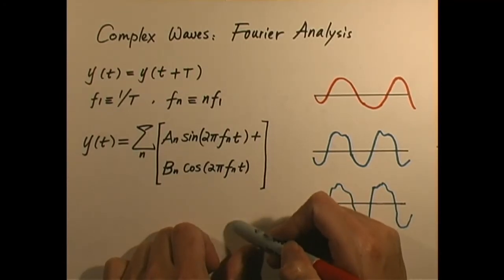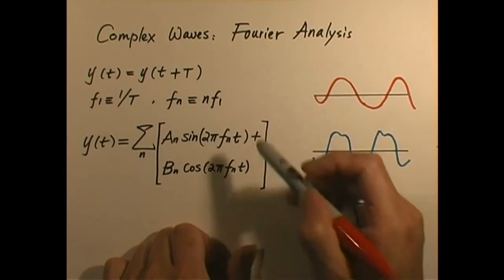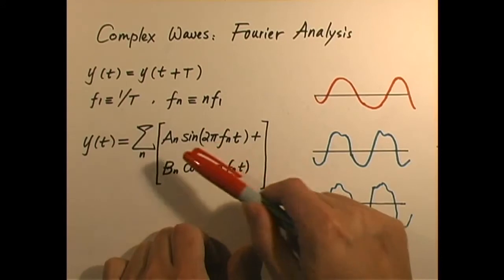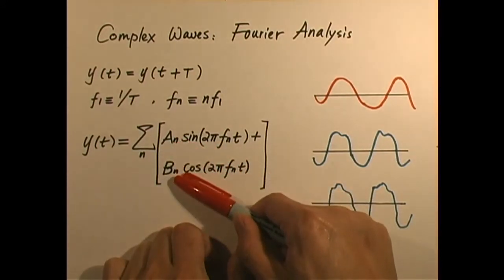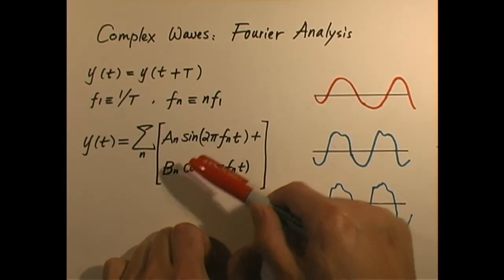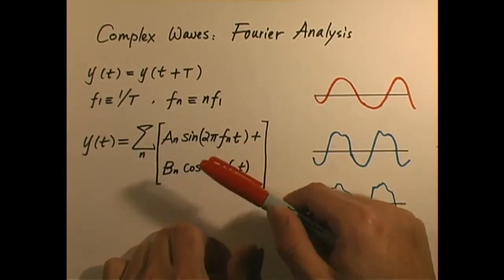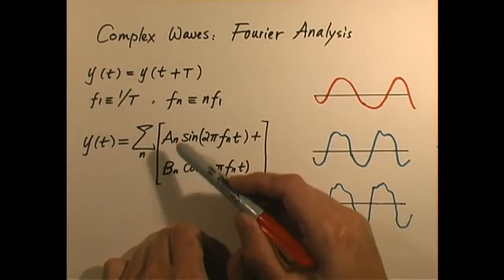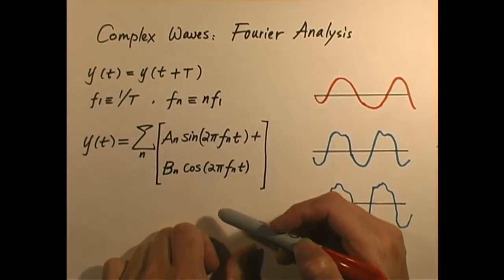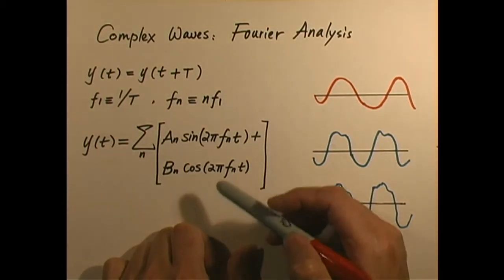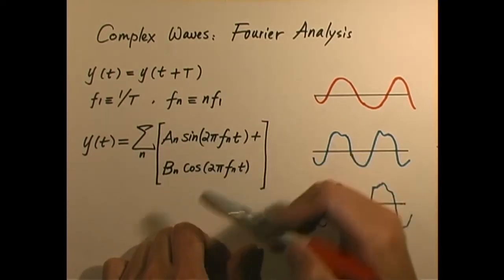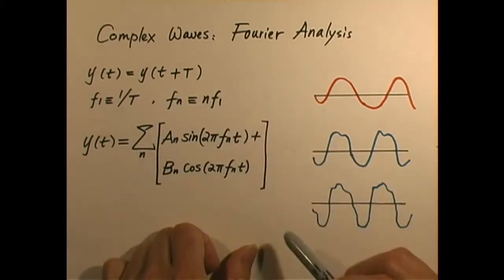It turns out that for any complicated periodic wave of this period T, if I choose a sub n and b sub n wisely, appropriately, I can always use these sine and cosine waves to represent any of these waves. In other words, if I choose a1, a2, a3, a4 correctly, I can use these sine and cosine waves to exactly represent any non-harmonic but periodic wave.